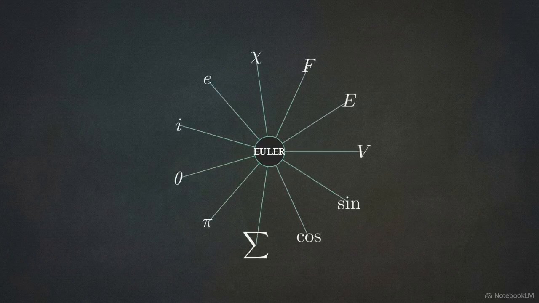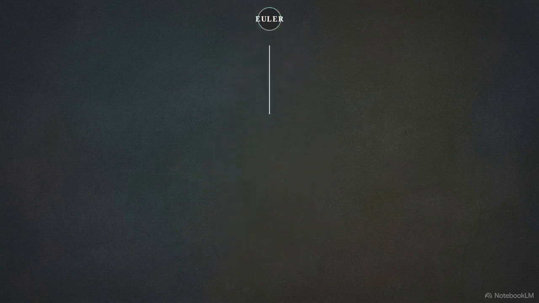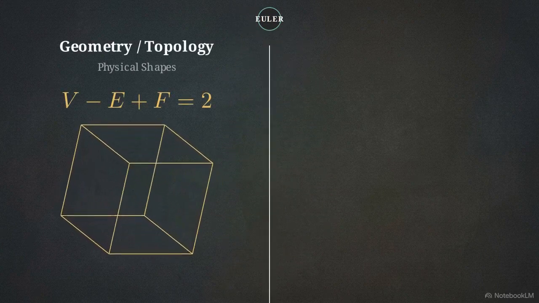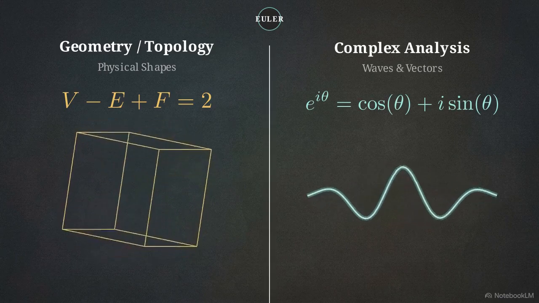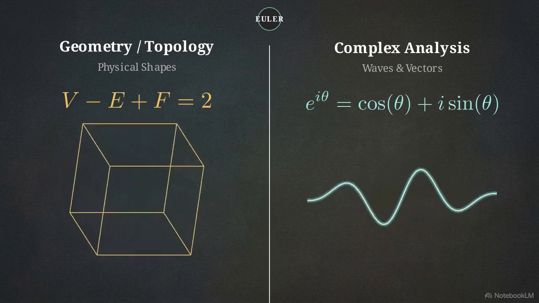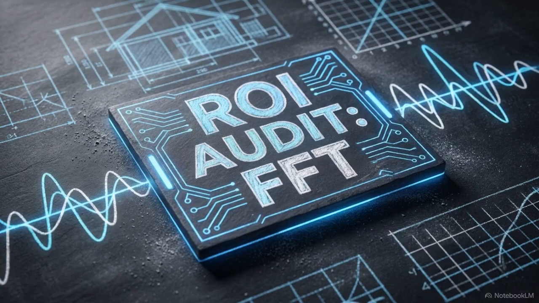That advice usually traps people. Euler was prolific, and he invented entirely separate branches of mathematics that course materials routinely lump together. On one side, you have Euler's geometry, the mathematics of physical shapes and topology. On the other side, you have his complex analysis, the mathematics of waves and vectors. If you choose the wrong path, you will spend weeks studying topological proofs that offer zero help in writing or reading FFT code. To avoid that trap, we need to audit Euler's work using a strict return on investment framework, specifically optimized for learning the FFT.